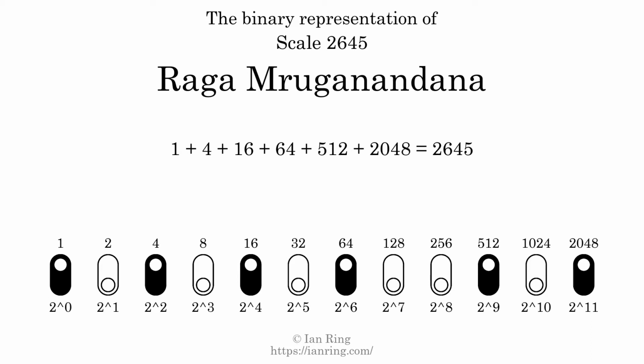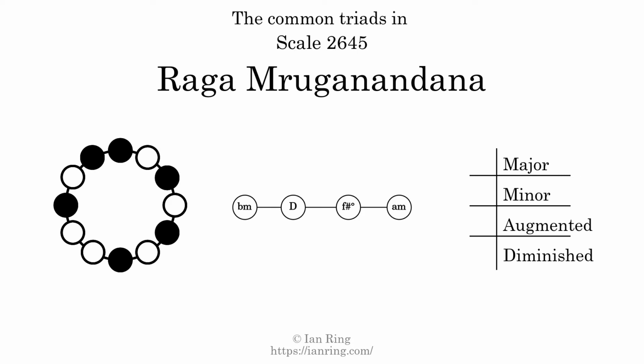The scale number not only enumerates the scale with a unique index, but it also literally describes the tonal content of the scale. Represented as a binary number in base 2, the scale number is 10100101010101. Here are the common triads present in this scale.